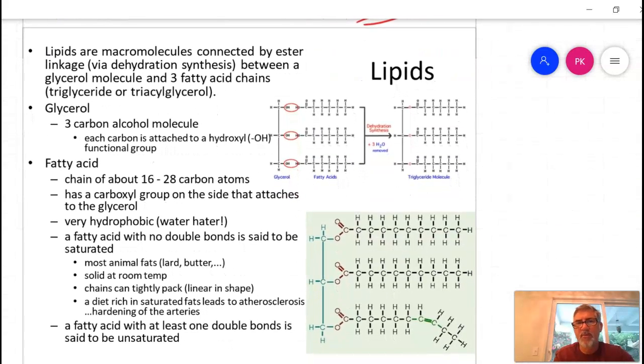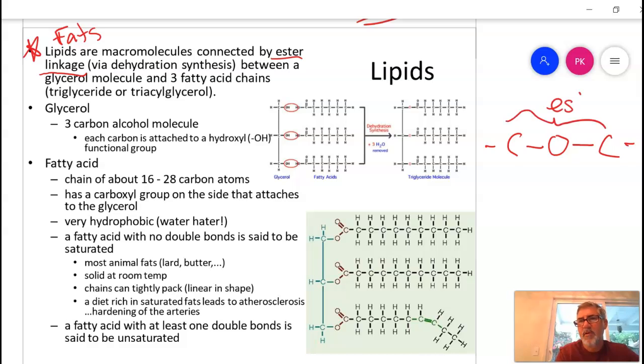All right, so we'll switch from carbohydrates to lipids. Lipids, otherwise known as fats. So those would be your oils, your waxes. They're connected by ester linkage. So remember that carbs use glycosidic linkage, and fats use ester. An ester has a carbon connected to an oxygen connected to a carbon. So that's an ester right here. Ester means fat.